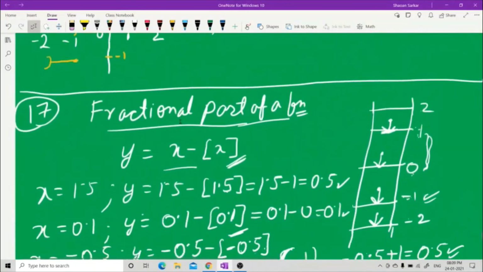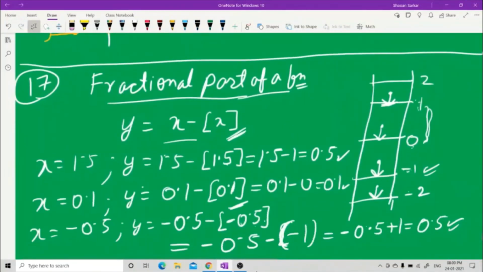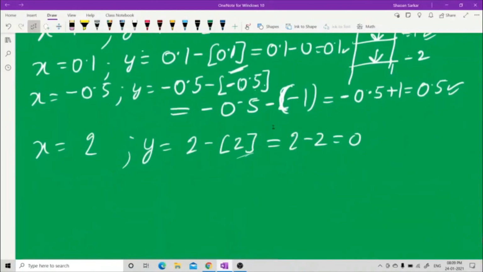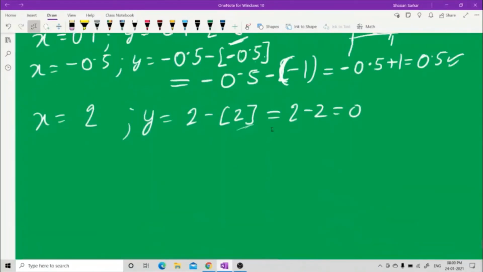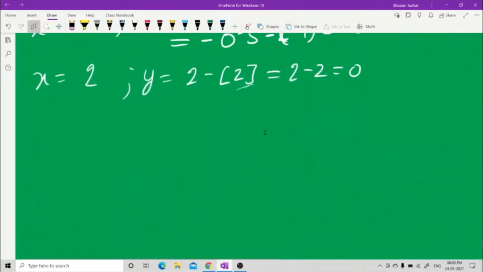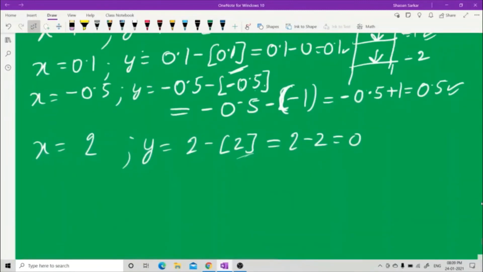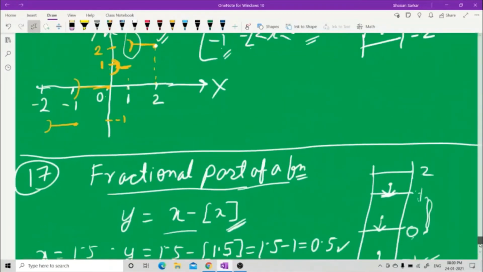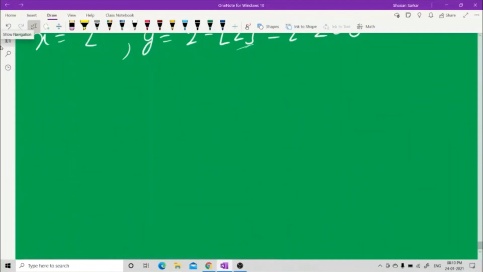Here. Now I hope you have understood. This is a very, very important function, and keep it in your mind. Now let's come down and draw the graph. Yes, now let's draw the graph.